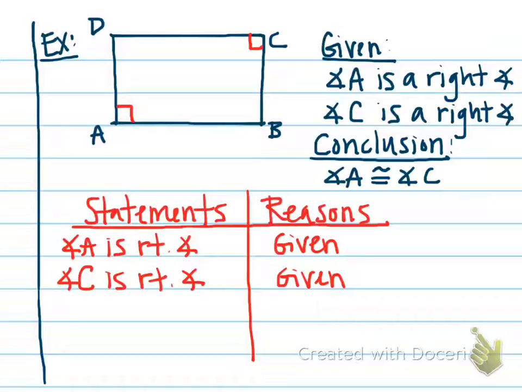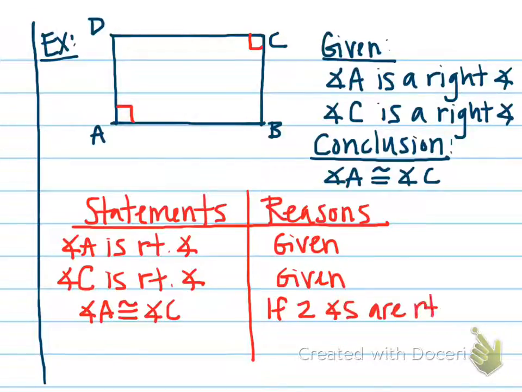Well, we just learned a theorem that says if two angles are right angles, which is what we have, then they are congruent. So by that theorem, we are able to state our conclusion, which is that angle A is congruent to angle C. And the reason we put is that first theorem we learned. We're going to actually write it out, but like I said, please feel free to abbreviate. If two angles are right angles, then they are congruent. You can just say then congruent. And there is a two-column proof.